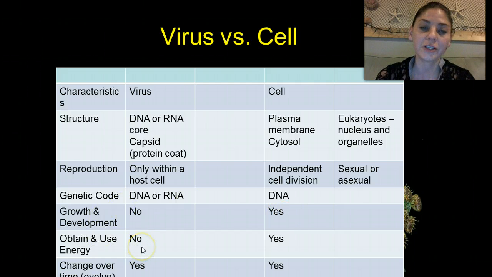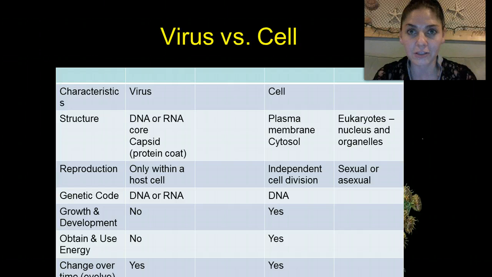Obtain and use energy. Viruses do not obtain energy, nor do they use it. Cells, however, do obtain energy, and they do use it. Plant cells will obtain energy from the sunlight, as well as nutrients that they gather in the soil, while eukaryotic cells obtain nutrients by taking in nutrients that plant cells have actually broken down for them, or have formed for them, in the form of glucose.